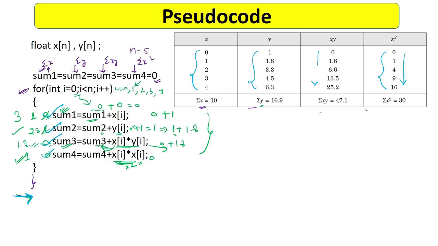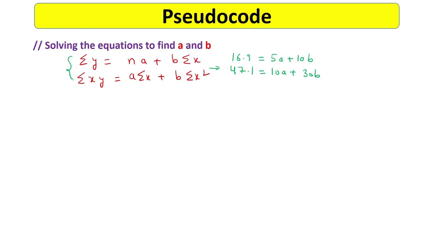Okay, so what is the next thing? I have to use this summation and put all these summation values in the two equations. So these are the two equations that we have seen during our working example. I have put all the values of the summation in these two equations, so we have got this thing as we have seen in our working example.